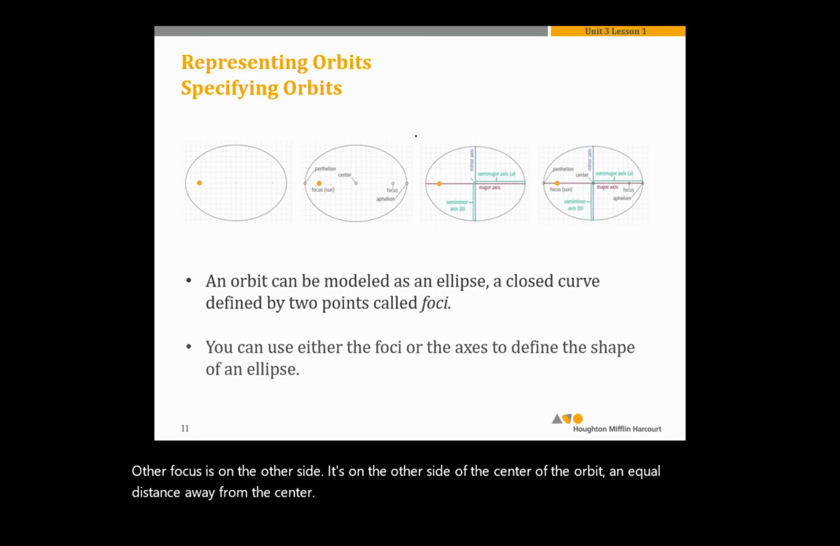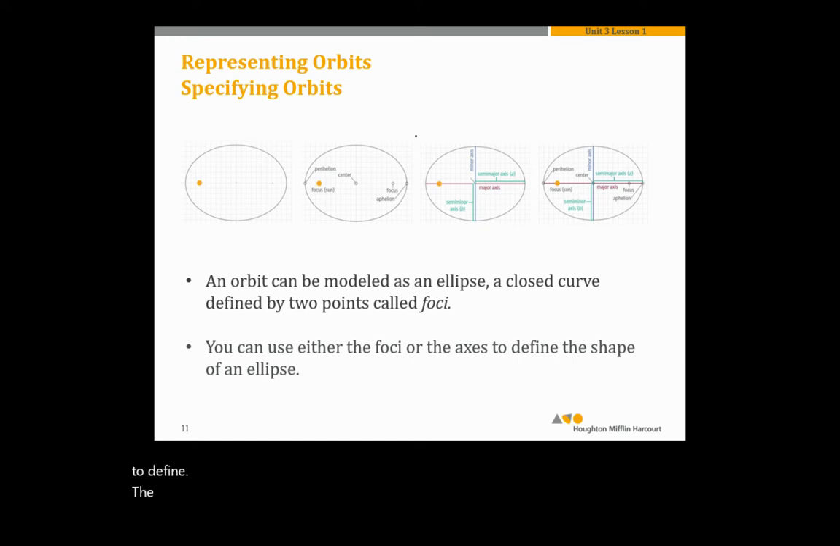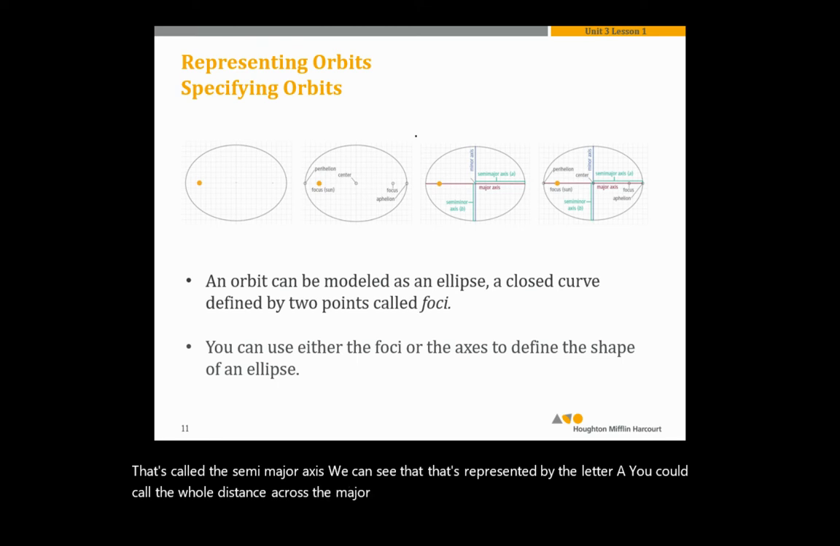So if we look at this image, we can see some measurements you can use to define the shape of an orbit. If we look at the longest distance from one side of the orbit to the other, and then cut that in half, that's called the semi-major axis. We can see that it's represented by the letter A. You could call the whole distance across the major axis, and so half the distance across is the semi-major axis.